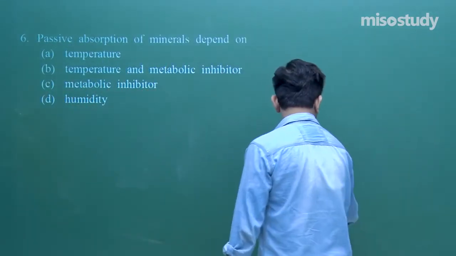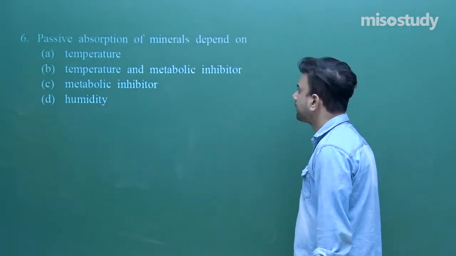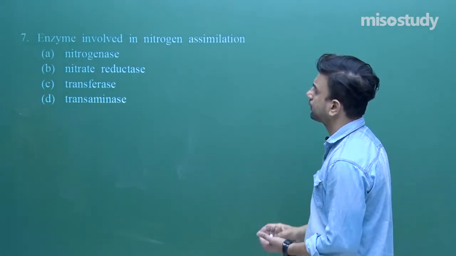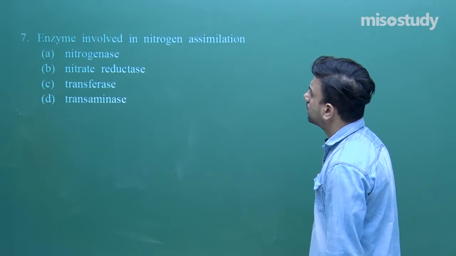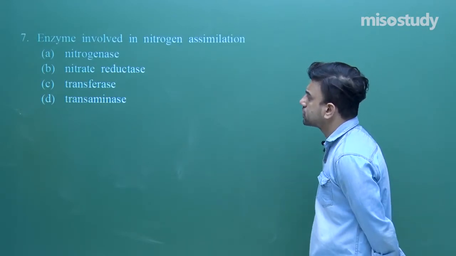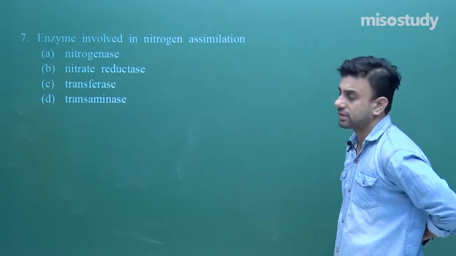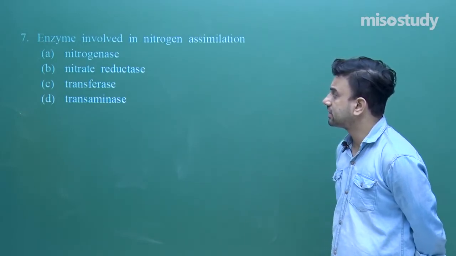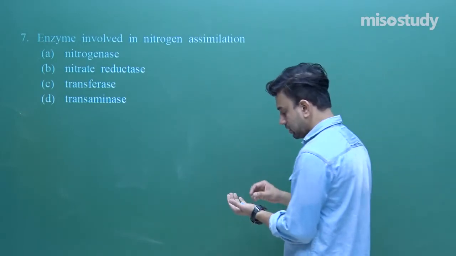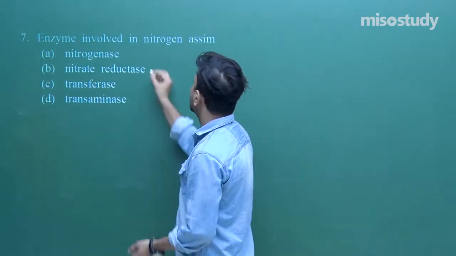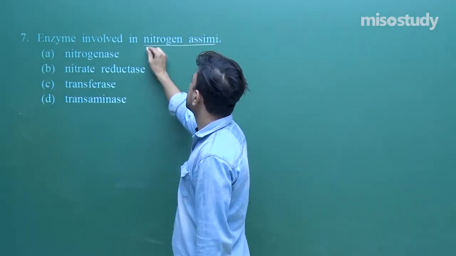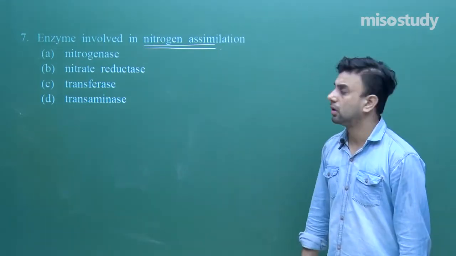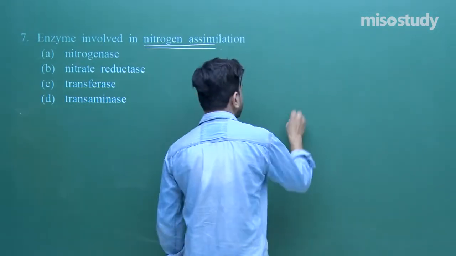Let us move on to the next question: the enzyme involved in nitrogen assimilation. The options are nitrogenase, nitrate reductase, transferase and transaminase. So, it is talking about nitrogen assimilation, right?